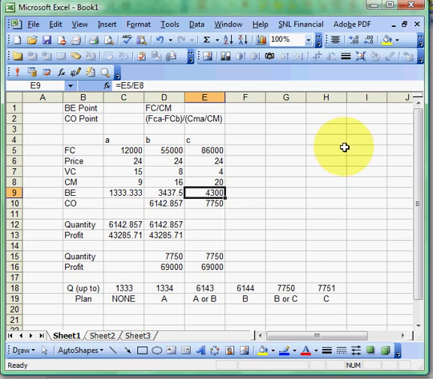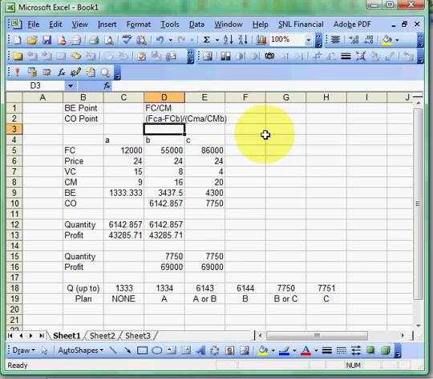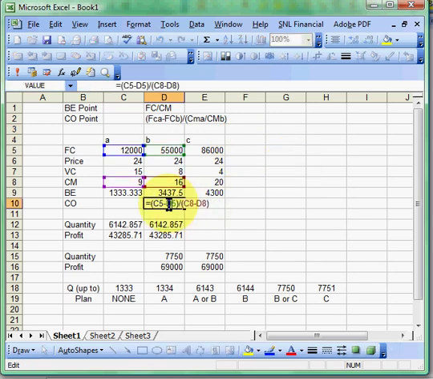Okay, so let's take a look at our crossover point. And I've put the crossover point underneath the second machine in both cases. So this crossover point is for the comparison between machine A and machine B. So we have fixed cost of A minus B divided by contribution margin of B minus contribution margin of A. Okay, so we'll take a look at the formula real quick: C5 minus D5 divided by C8 minus D8. Now make sure you put the parentheses in there, or it's not going to do the math properly. You've got to calculate these subtractions before you do the division.